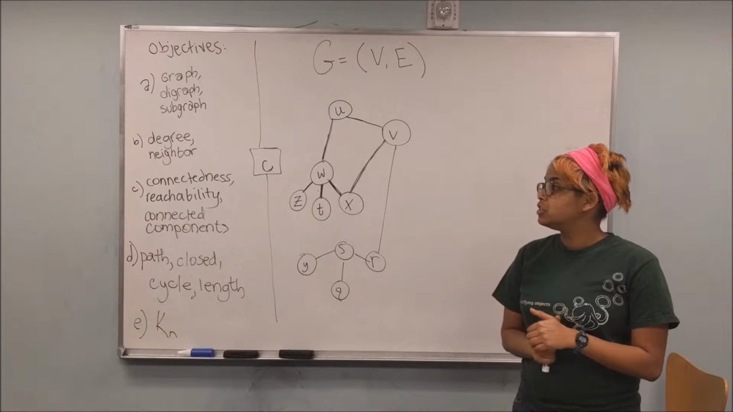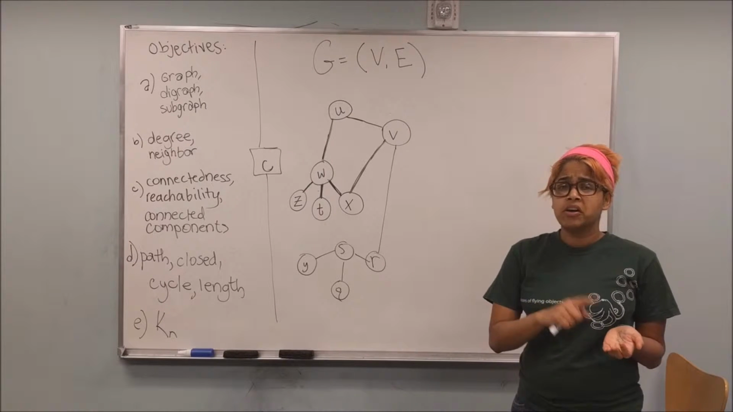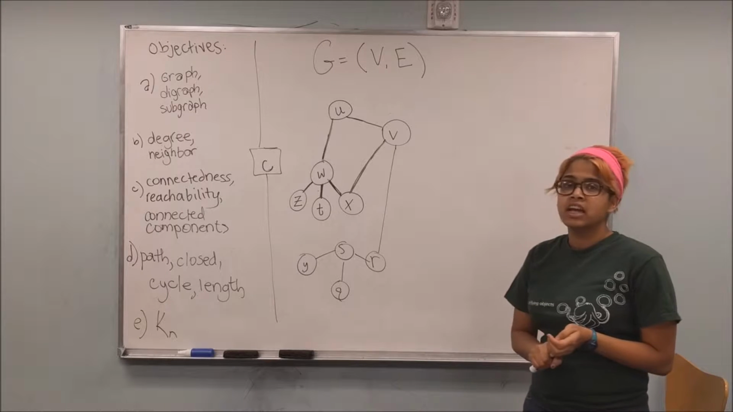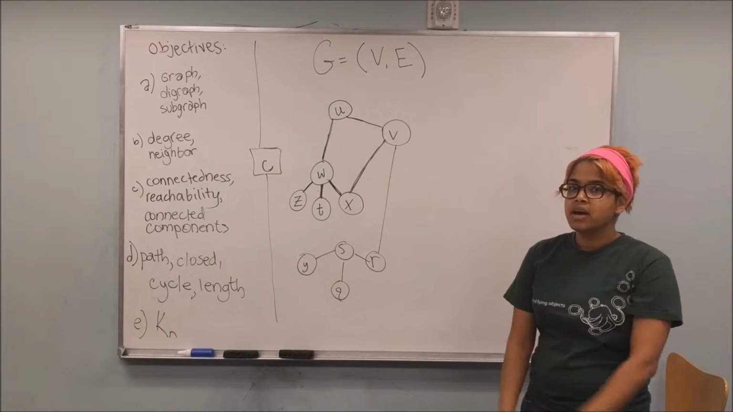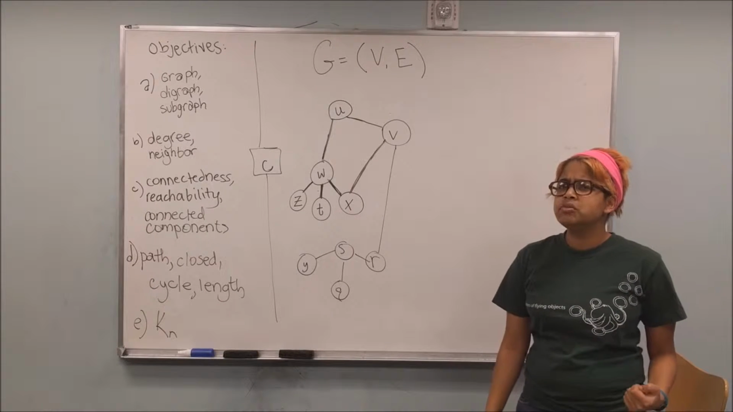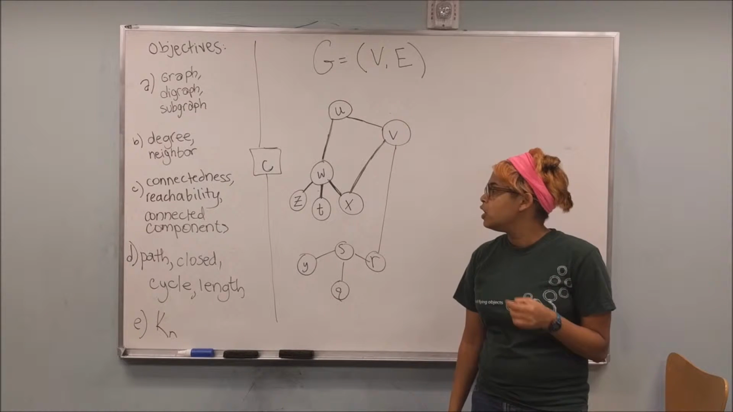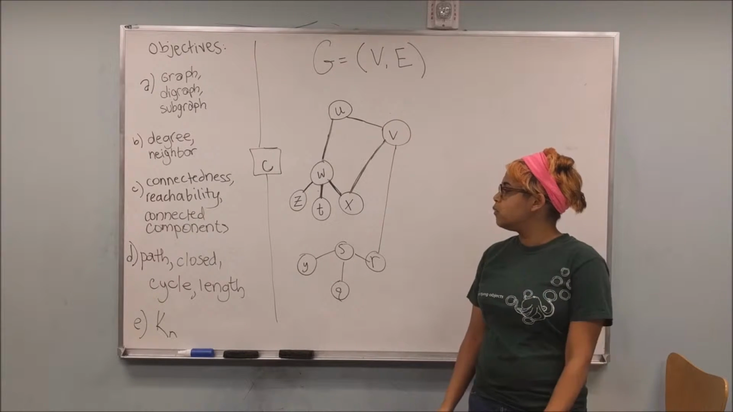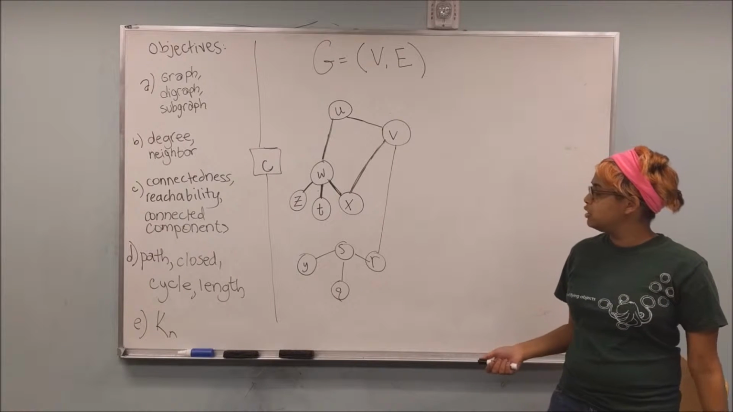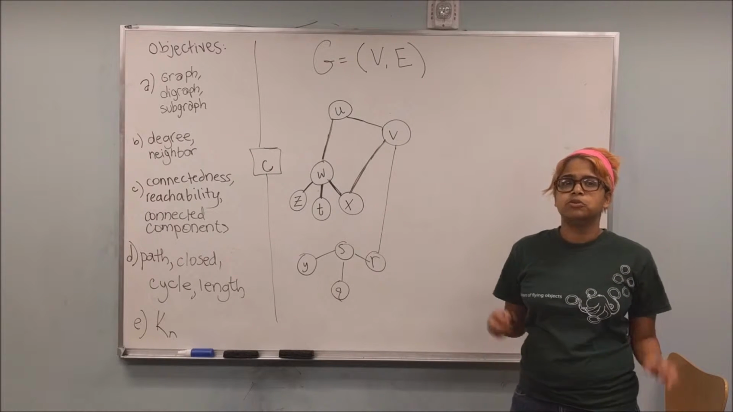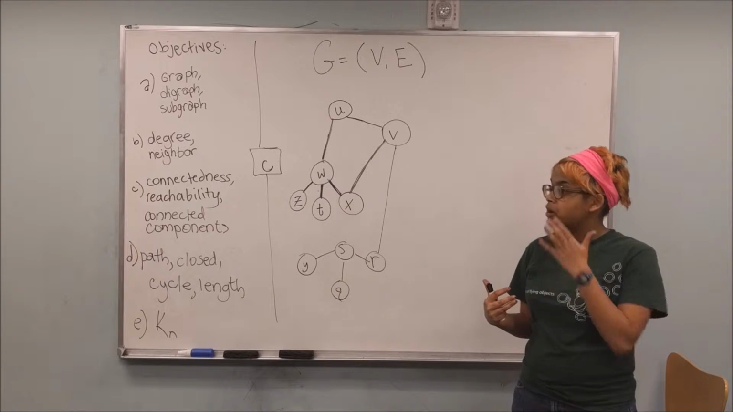The objective that we have is going to be C, and we're going to talk about connectedness, reachability, and connected components. So I have a graph on here. It looks very similar to the graph that we had when we were doing objective B, only now I've added a little bit more to it, in that I added 4 new nodes, and then I put an edge between the old part of the graph and the new part of the graph.